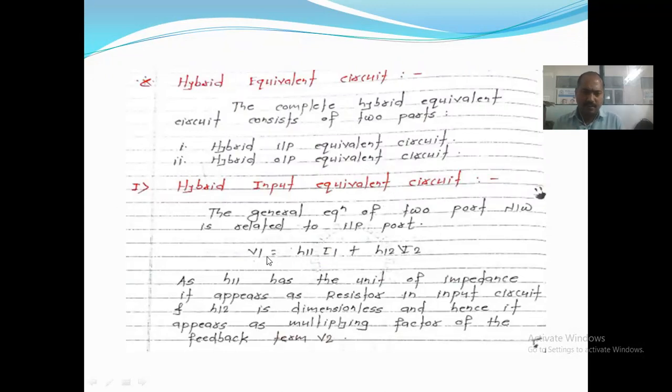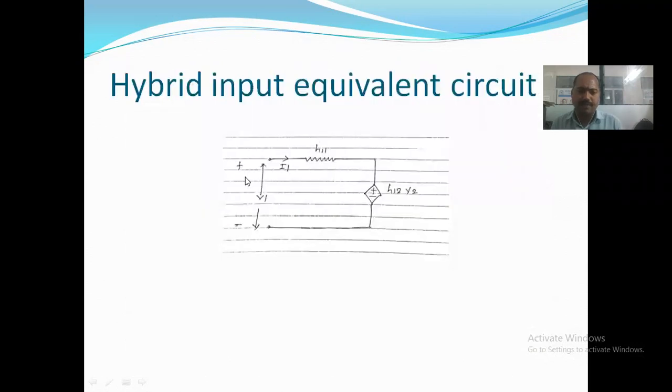ओके, V1 which is equal to H11 I1 plus H12 V2, right? We don't know this equation as an input equivalent circuit or output equivalent circuit. We don't know, right? So we don't know this equation for the input port or output port. For that purpose we randomly select it. म्हणजे लक्षात घ्या, आपण कन्सिडर करतो if we have to tell that this equation is to be used for the purpose of input port, right? So that's why F1.